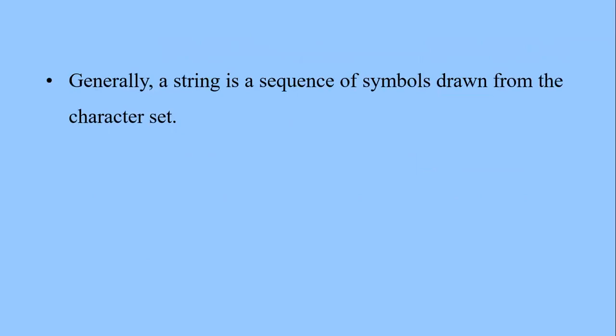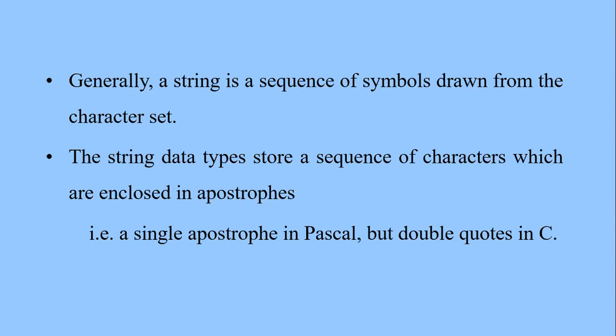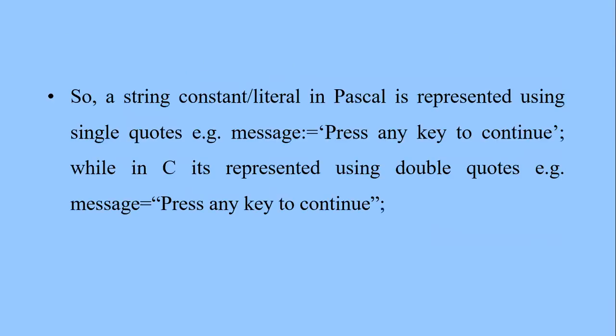Generally, a string is a sequence of symbols drawn from the character set. The string data types store a sequence of characters which are enclosed in apostrophes. That is, a string uses apostrophes in Pascal, but double quotes in C. So, a string constant or literal in Pascal is represented using single quotes.